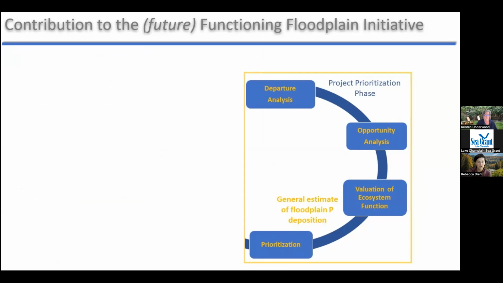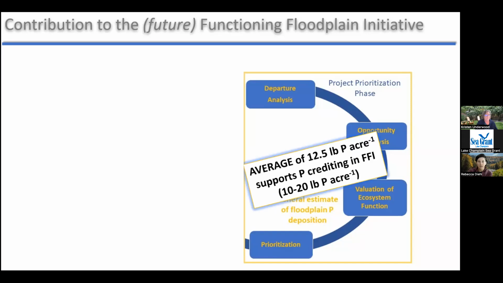So the current formulation of the FFI includes a project prioritization scheme that helps to rank areas where restoration or conservation will best help meet water quality goals. And currently in this formulation, the FFI includes an estimate of about 10 to 20 pounds per acre, no matter where in the watershed we are. And this actually is supported by our observations as we average this variability across the watershed. We find an average deposition rate of about 12.5 pounds of phosphorus per acre.